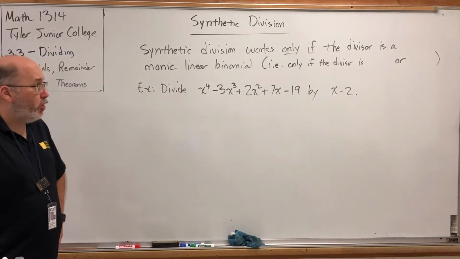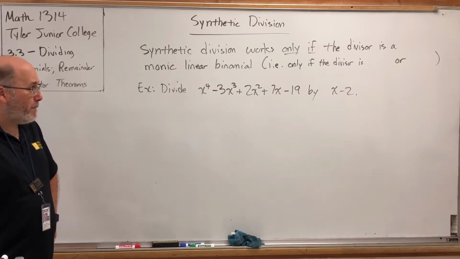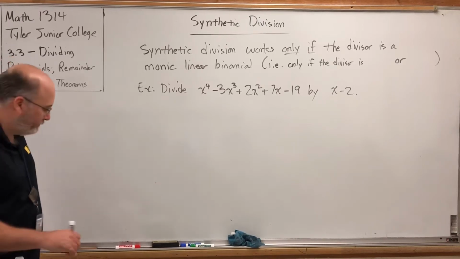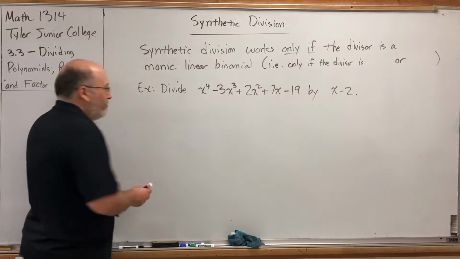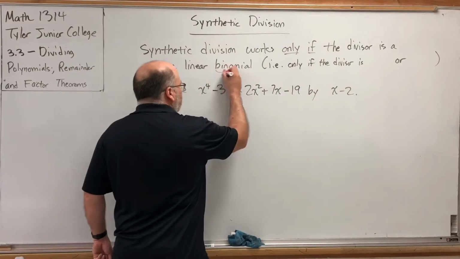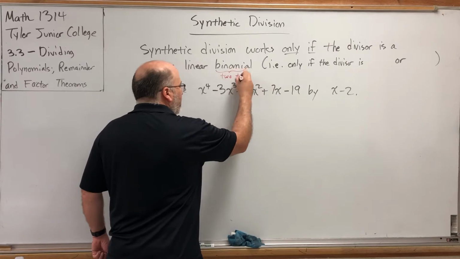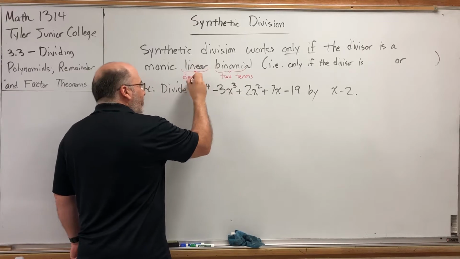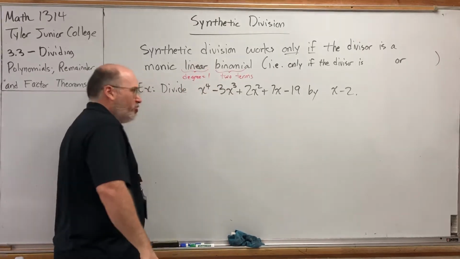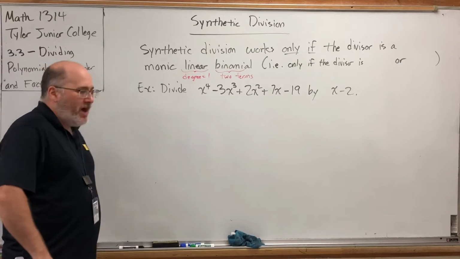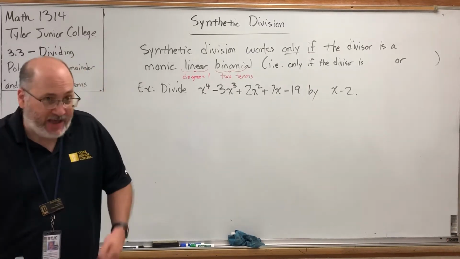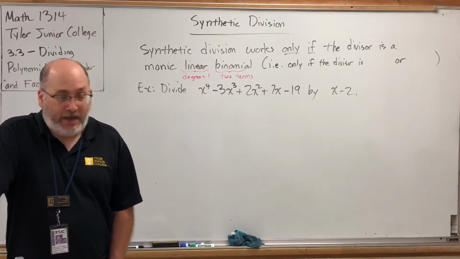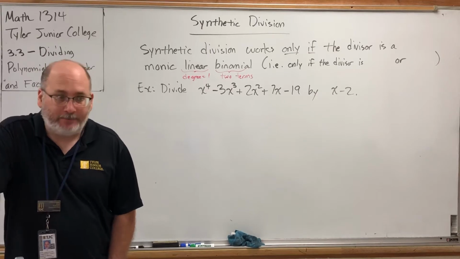Synthetic division works only if the divisor is a monic linear binomial. Let me translate. A binomial means that it has two terms. You should know this. Algebraically, the word linear means that the degree is 1, so the highest power is just x to the first. Now the word monic is actually an adjective that a lot of math professors do not know. They should. Ask yours. What does monic mean?